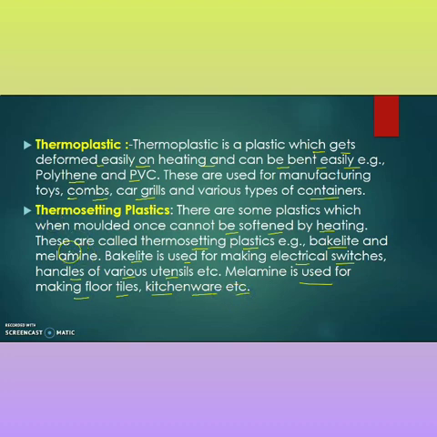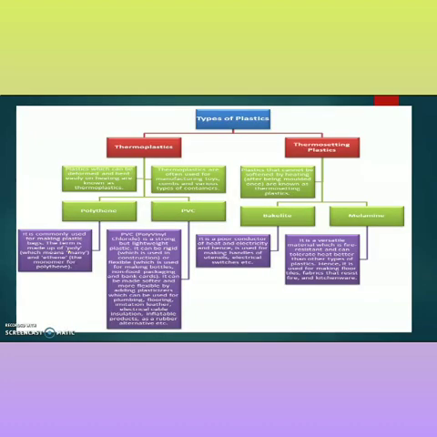So these are the two types of plastics. You can find them very easily in your home. Some objects are made of thermoplastic and some objects are made of thermosetting plastics. We can understand with the help of the spray diagram. Plastics are of two types: thermoplastics and thermosetting plastics. Plastics which can be deformed and bent easily on heating are known as thermoplastics.